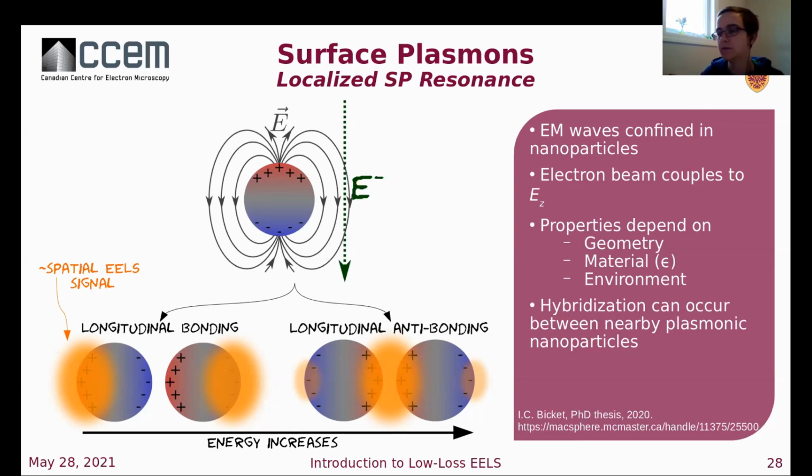And again, you introduce multiple different nanoparticles. You can continue this hybridization to many, many different peaks, many different hybridizations of charges. And there's a lot of work going into understanding these modes and how they couple to each other.